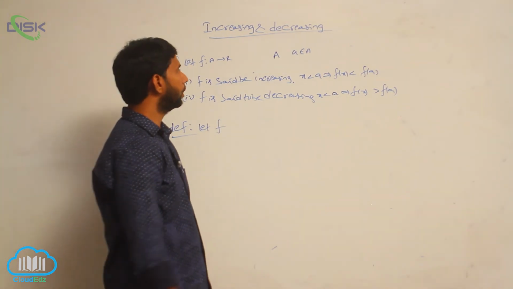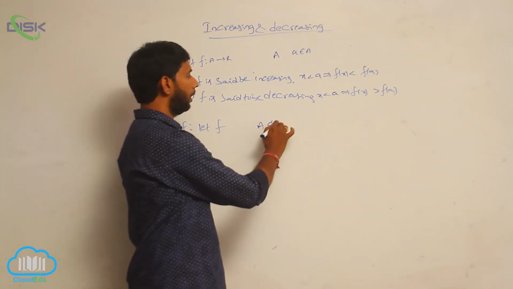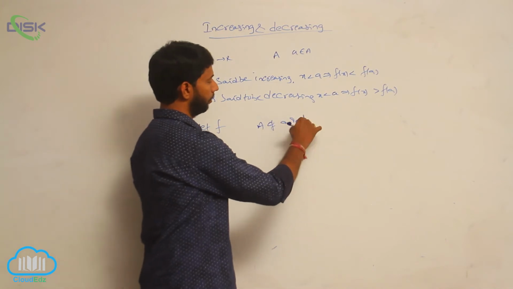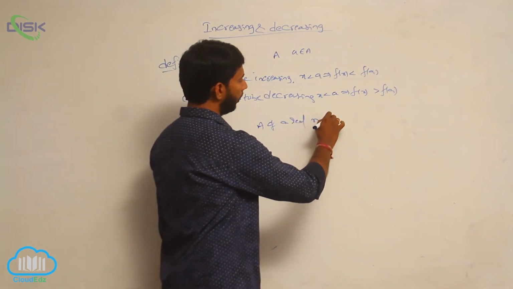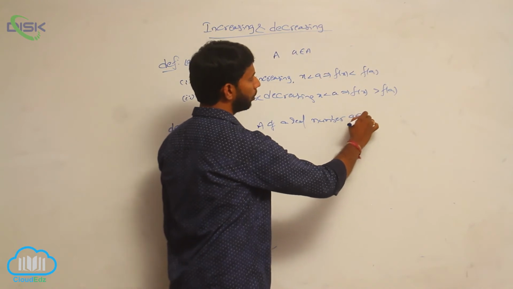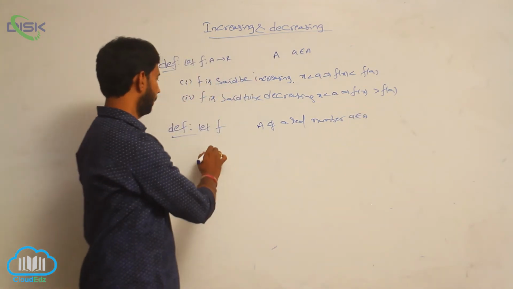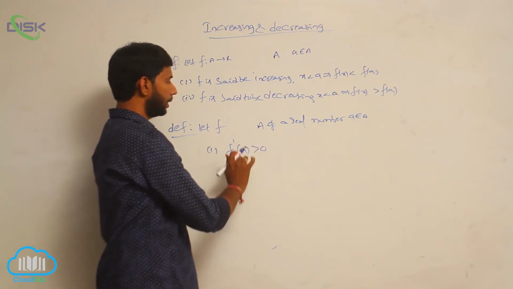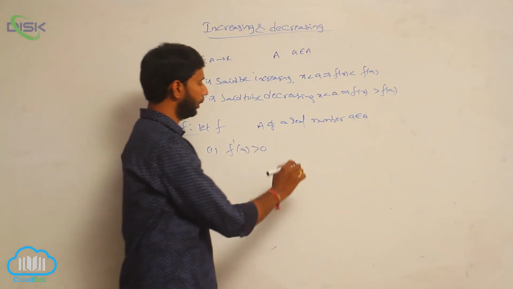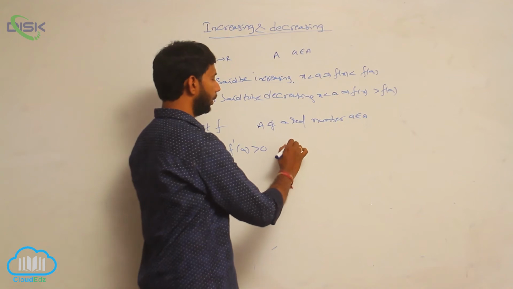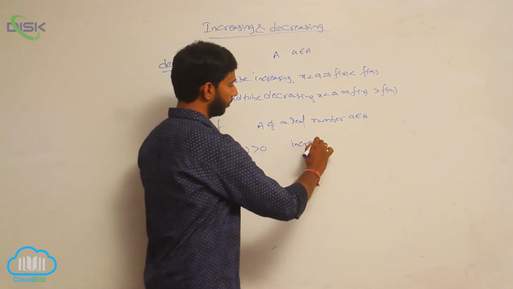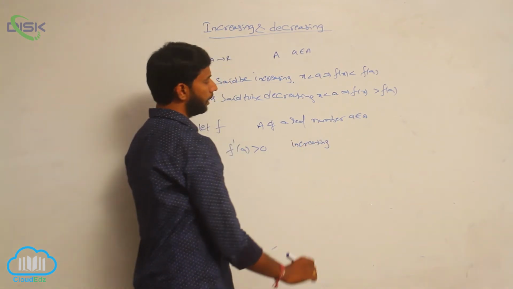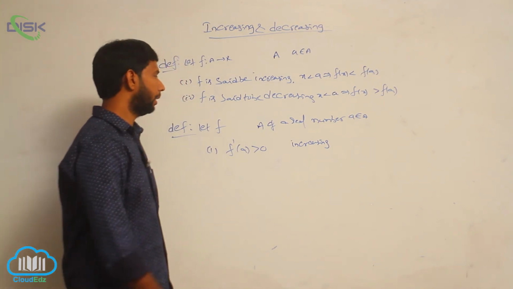And next, another definition. Let f be a function defined in the neighborhood capital A of a real number small a that belongs to capital A. First one, if f dash a is greater than 0, then the function is said to be increasing.